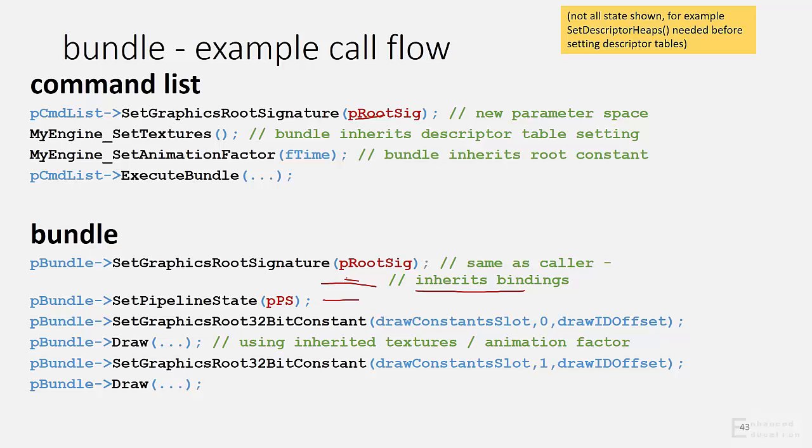And so at this point, since we set the same root signature, we've inherited whatever the calling arguments are, and in this example that would be the descriptor table and this animation factor. But we choose to set some of our own root arguments within the bundle. In this case, we set a draw ID, and then we do a draw that uses the inherited constants and the draw ID. And then after that, we go and change our draw ID to 1 and then draw again. So this example basically illustrates the inheritance of arguments, as well as the ability of a bundle to change some arguments on its own.